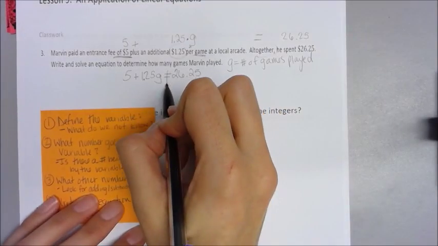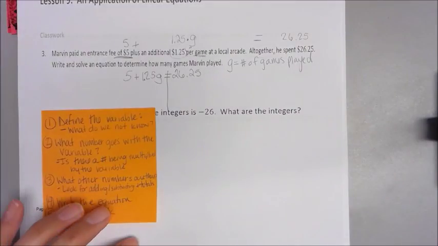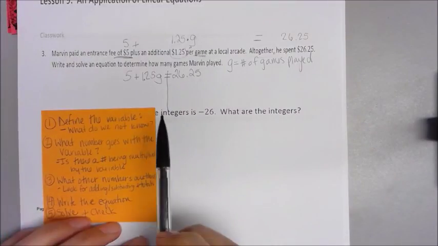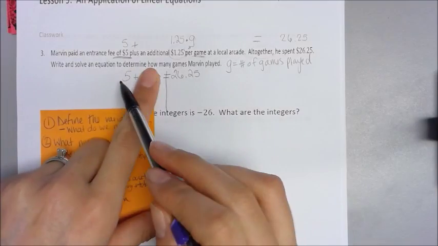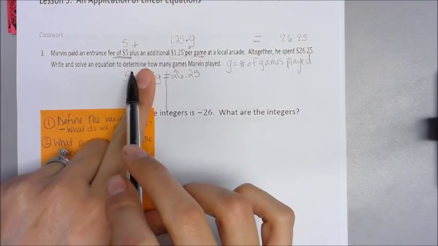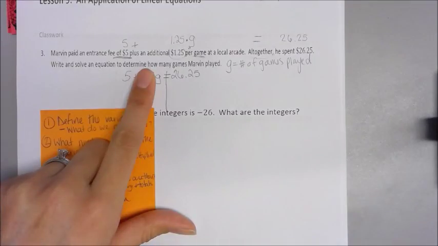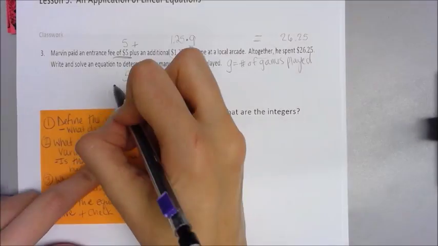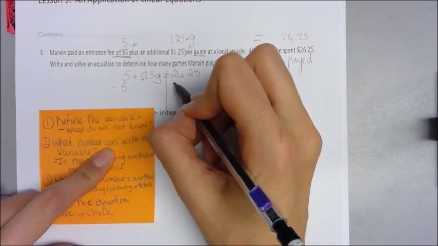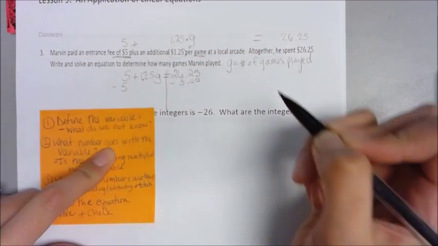So like I told you, I'm used to drawing this river or the wall. And I know I'm trying to get this $1.25G by itself. So on the same side of that line, there is this positive 5. I know it's positive because it doesn't have a sign in front. So to get rid of this positive 5, I have to do the inverse, which is a negative, or subtract 5 from both sides.